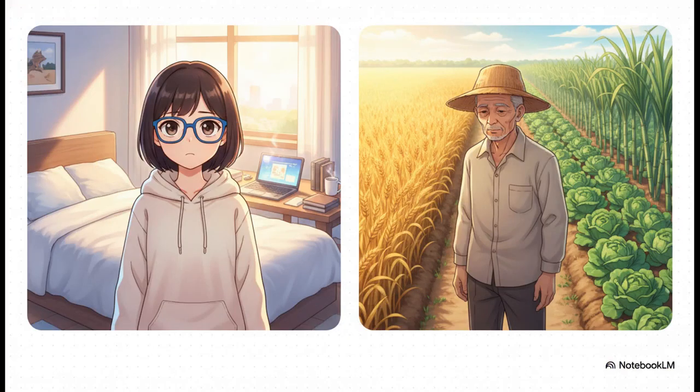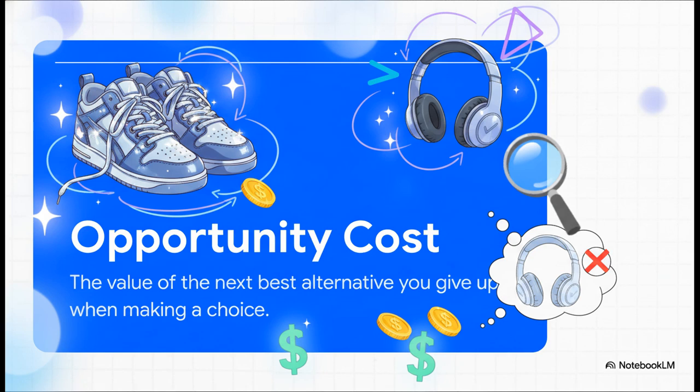Because our resources are so limited, we are constantly forced to make trade-offs. If you decide to sleep in, well, you're sacrificing study time. Or think of a farmer. If they use their limited plot of land to grow wheat, they are literally giving up the space they could have used for sugarcane. Every single choice we make carries a hidden sacrifice. In the economics world, this hidden price tag is called opportunity cost. Simply put, it's the exact value of the next best alternative that you gave up to make your choice.